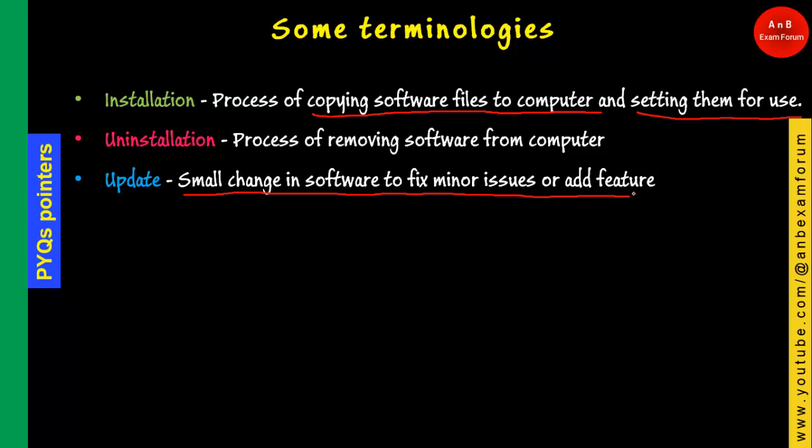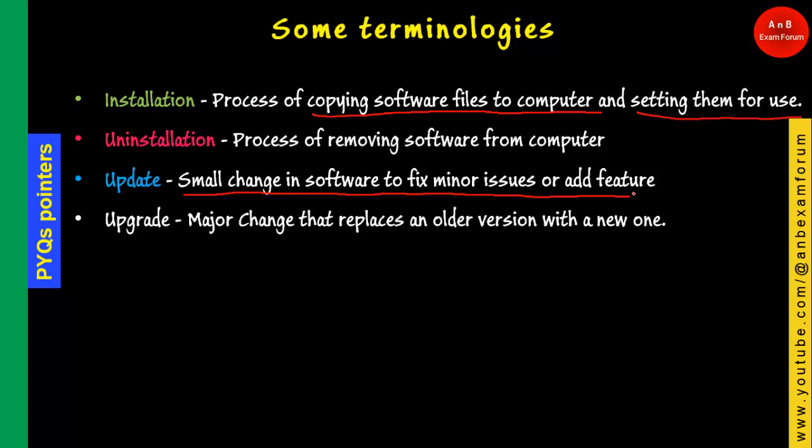Upgrade is when it is a very major change. If it is a minor change, it is called update, but if it is a major change, it is known as upgrade. For example, you are using version 7 and all of a sudden they have released version 8, so you are upgrading to version 8.